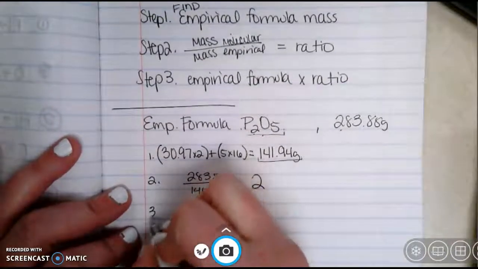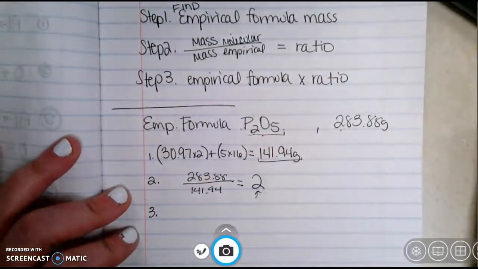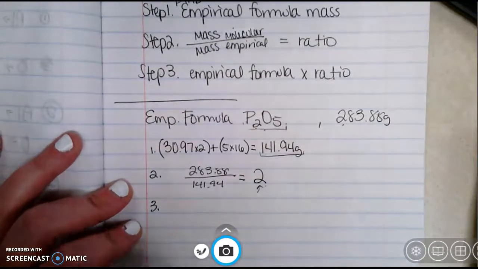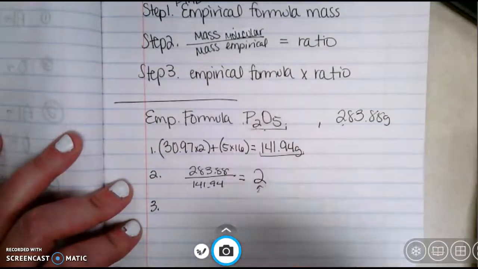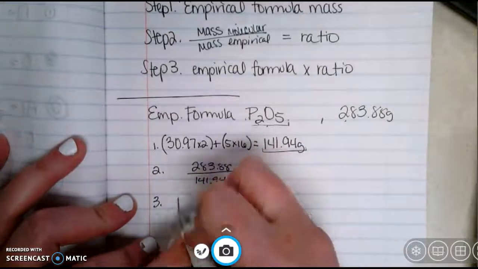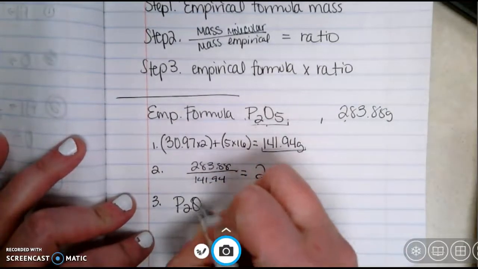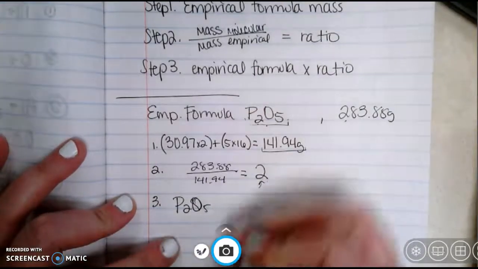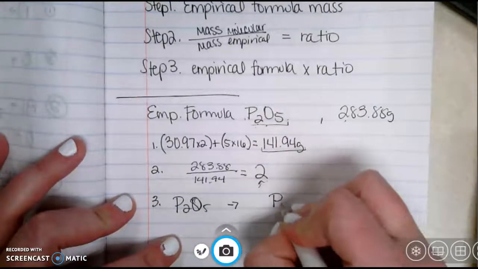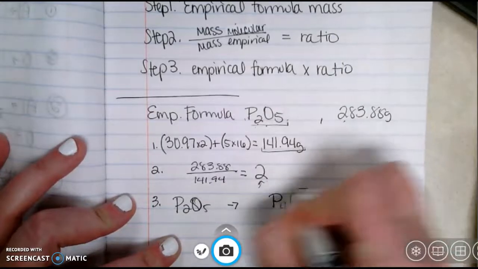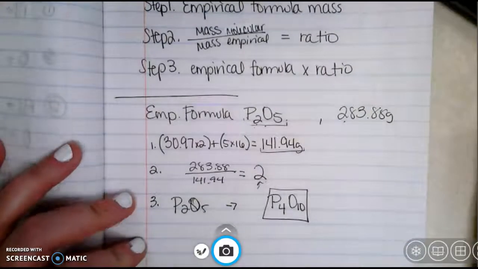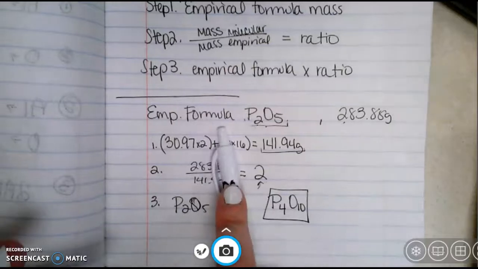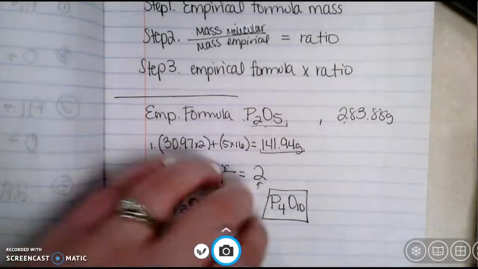So then I'm going to take this ratio that I just found and use that to solve for my actual formula. So if my original empirical formula is P2O5, I'm basically going to double everything. So my true formula is P4O10. Okay, and so that is how you use empirical formulas to find molecular formulas. So let's do another example, maybe one that's a little more challenging.